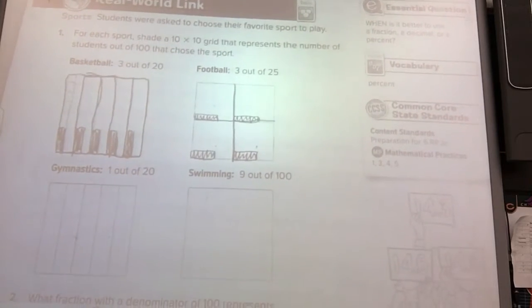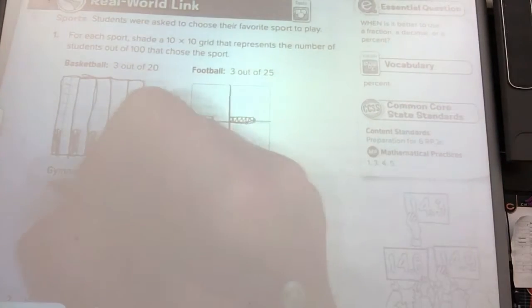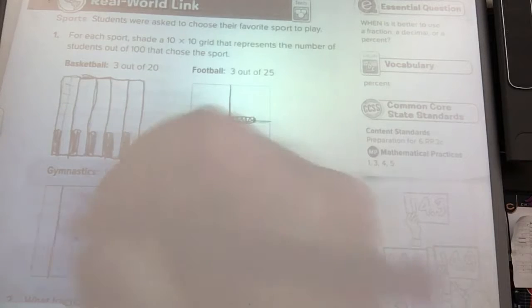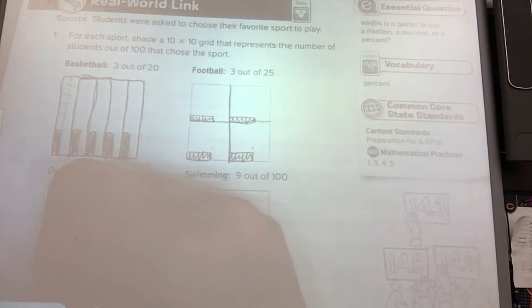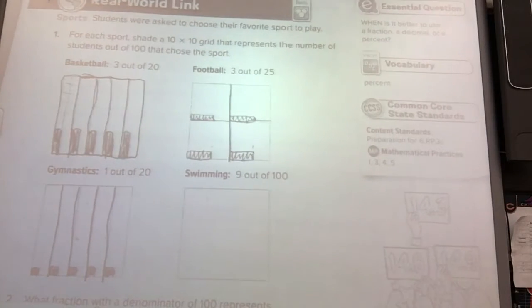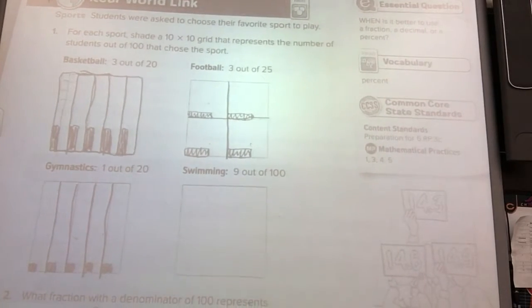All right, 1 out of 20. Here again, they've got it split in these lines already for us in the 20s, so we just have to shade in one box in each one of the 20s. So here's a box. 1 out of this 20 likes gymnastics, 1 out of this 20 likes gymnastics. I like gymnastics. All right, 1 out of 20.